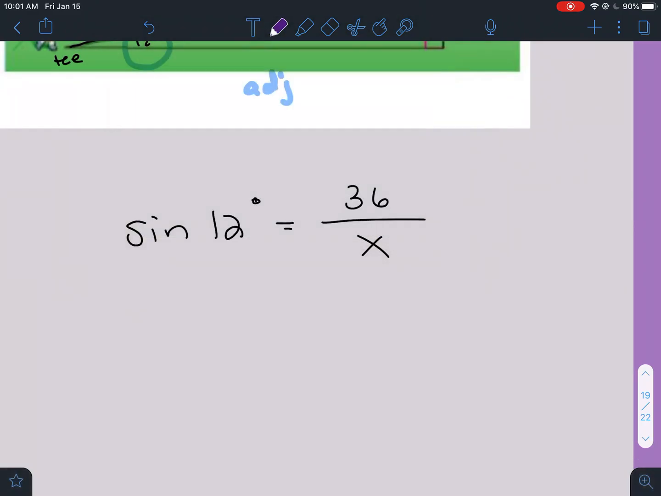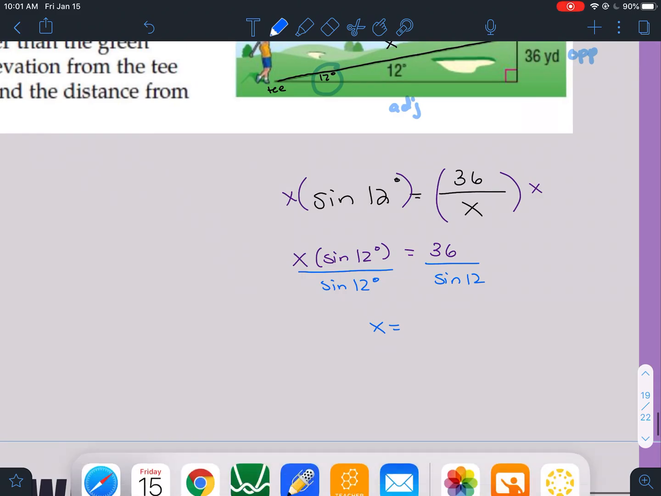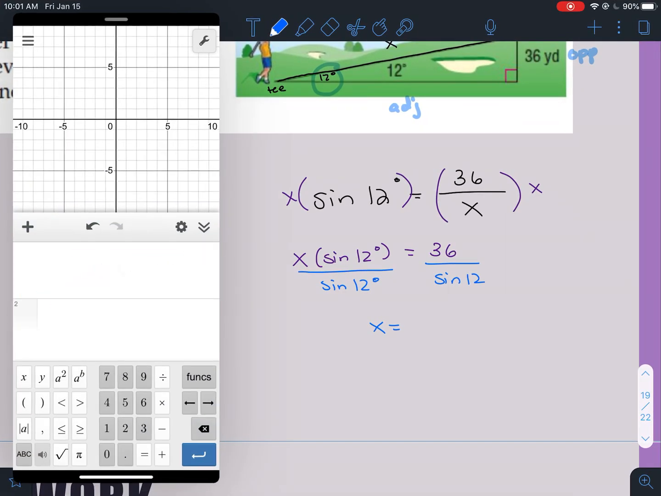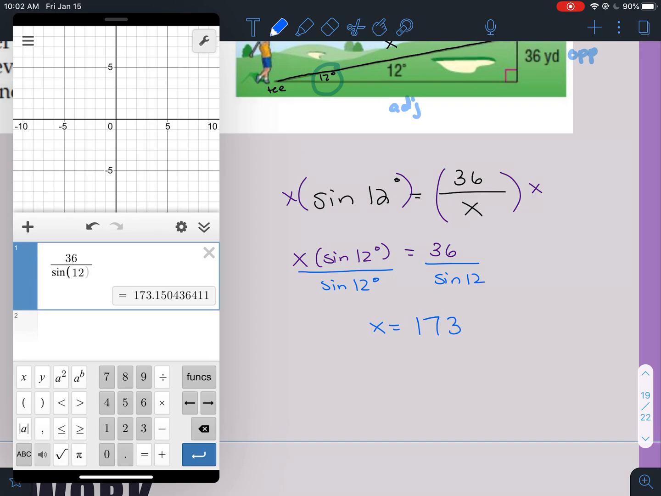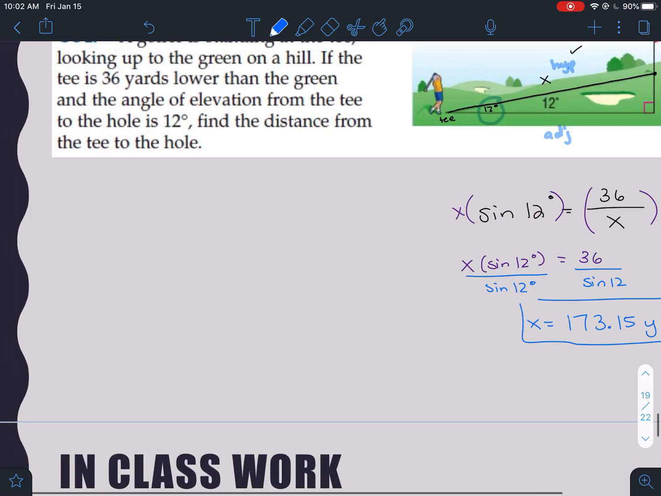We're trying to solve for x, so we need to get it out of the denominator. To get it out of the denominator, multiply both sides by x. So I have x times the sine of 12 degrees equals 36. And then to solve for x, we're going to divide both sides by sine 12. And so x is going to equal 36 divided by the sine of 12 degrees. And we get the distance to the hole is going to be 173.15 yards.